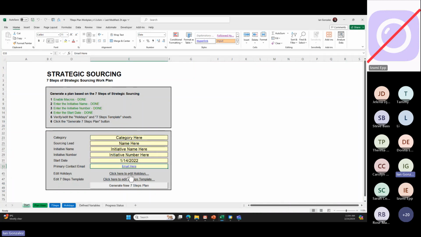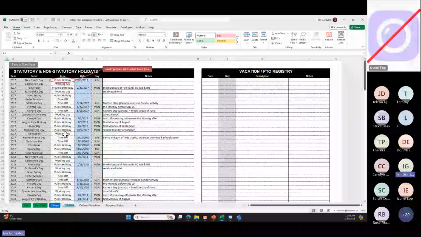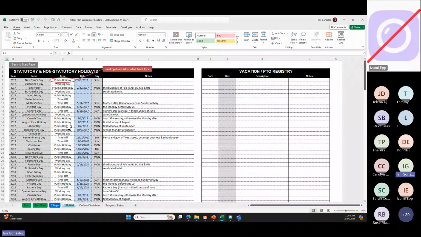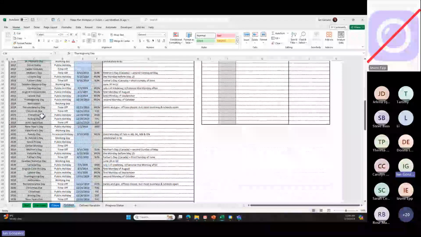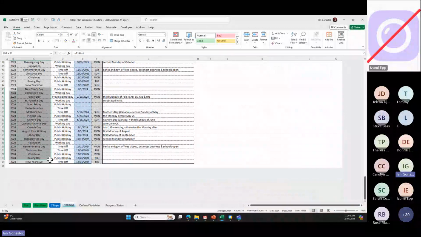Also, if you click on this one, add holidays. Okay, this is important because you don't want to schedule any major activity on a holiday, and definitely weekends are already off limits here. So it's quite an old tool, so you see 2017 here, but I think this table goes all the way to, there you go, it even goes to 2024, this year.